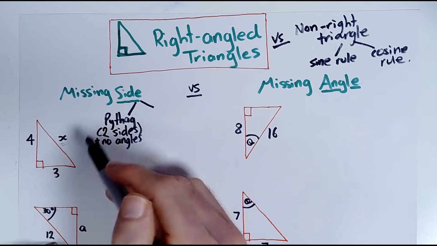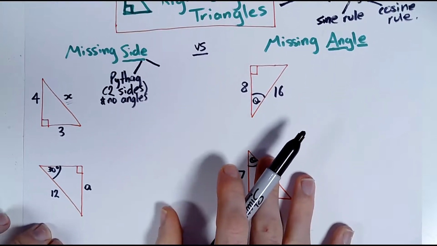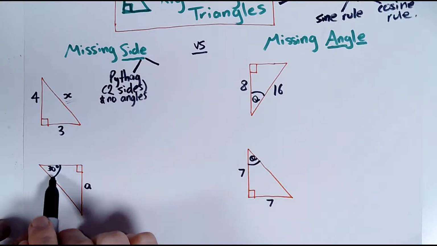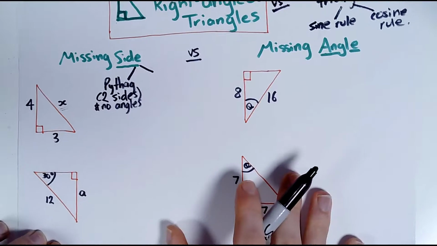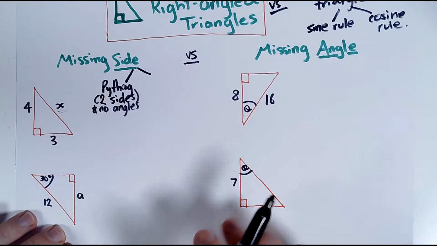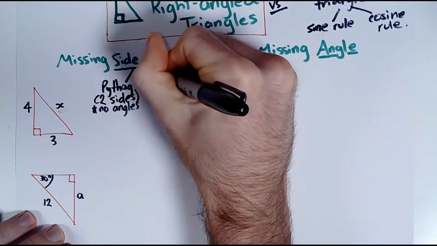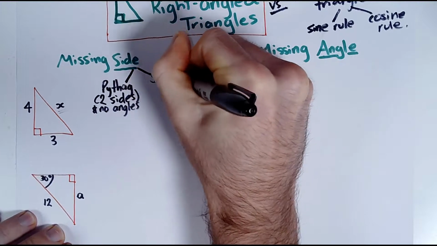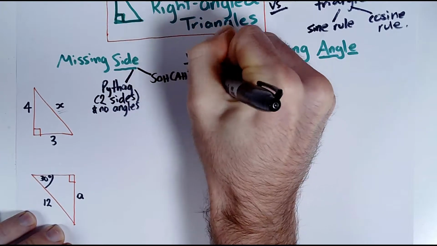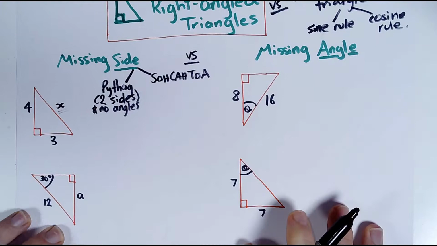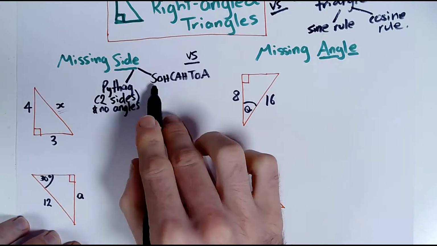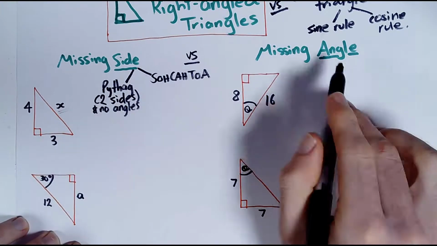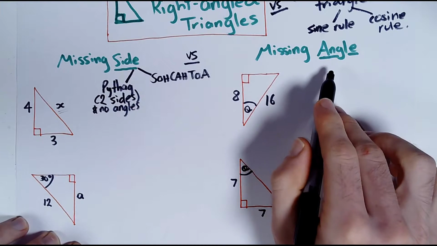If you are given one side and you need to find another side, and then you're given another angle, so an angle and a side, you are going to use a method or an acronym called SOHCAHTOA. Sounds funny, but it's a good way of remembering what to do. SOHCAHTOA, I'll explain that very shortly. SOHCAHTOA is going to be also what you use to find a missing angle. Pythagoras won't help you find a missing angle directly.